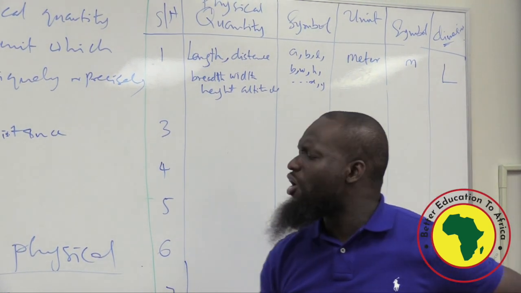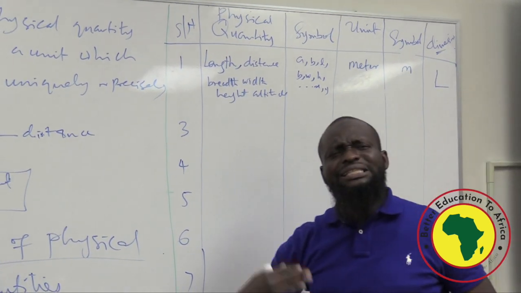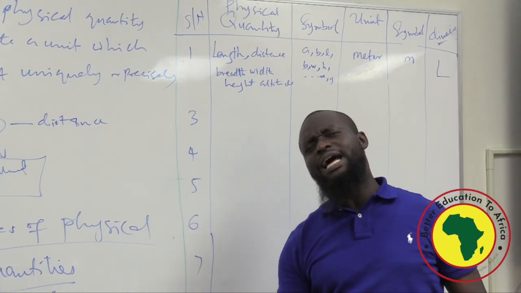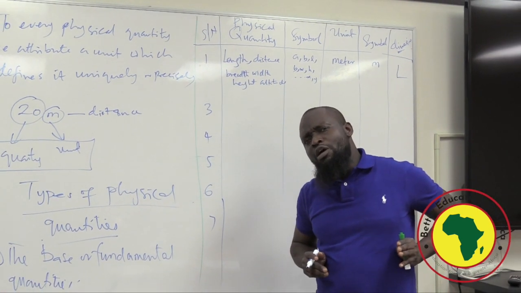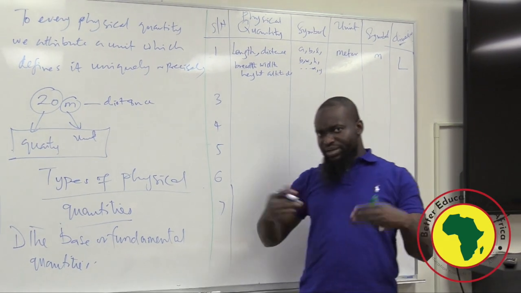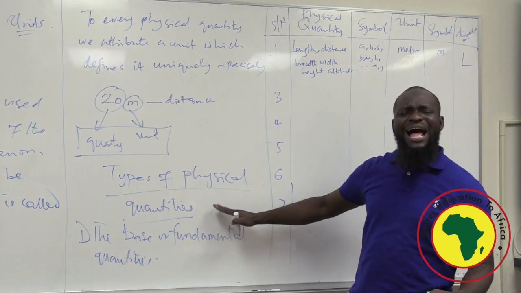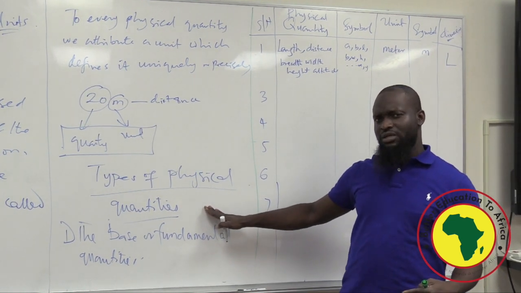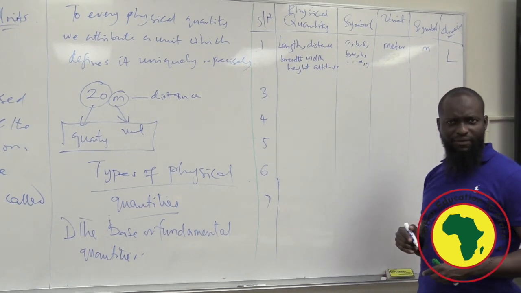It is just because the fundamental or base quantities are those quantities that cannot be further broken down into other constituents. They stand on their own. In fact, other units are derived from them, a combination of them. That is why the second kind of quantities we're going to look at are called derived quantities. They are those derived from a combination of these 7 that we are going to talk about right now.